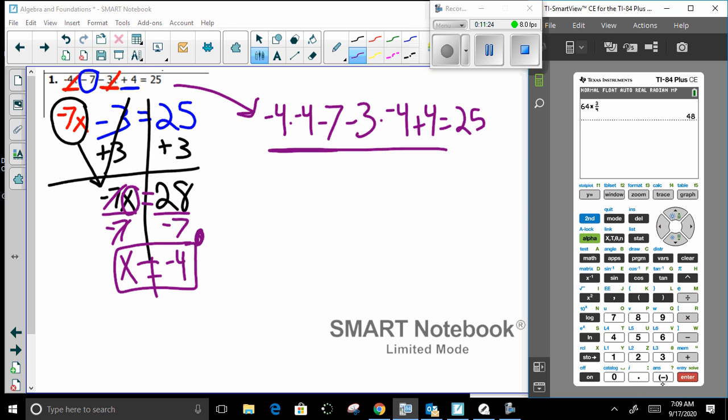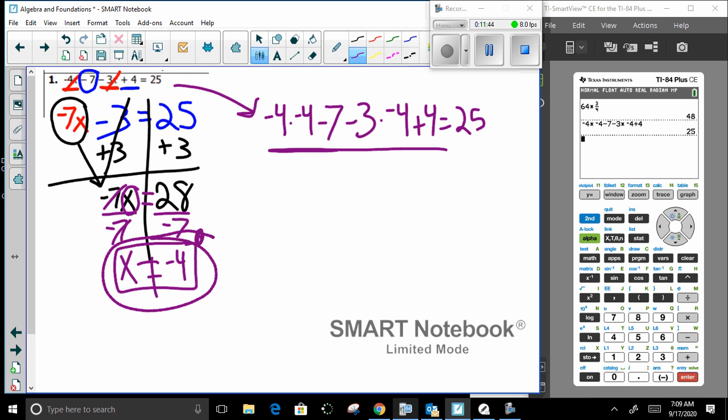So negative 4 times negative 4 minus 7 minus 3 times negative 4 plus 4 equals 25. So I know that my answer is correct. It checked out.